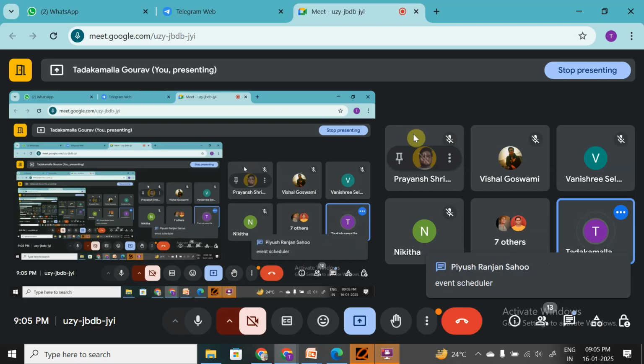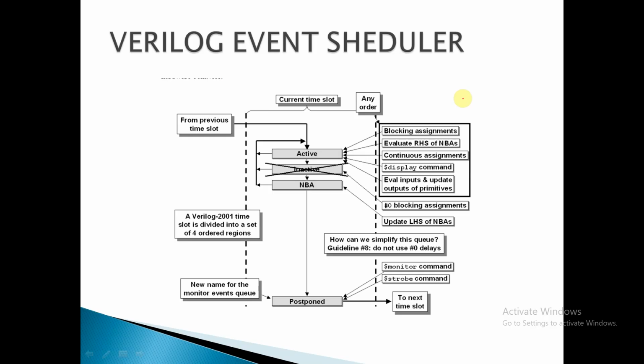Any idea what? Yes, event scheduler. We have started this particular event scheduler, and we've also seen some examples related to blocking and non-blocking assignments. We have seen just the theoretical examples. We will see the coding examples also, if possible, in this particular session only.